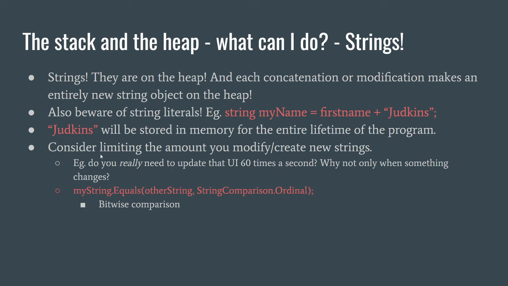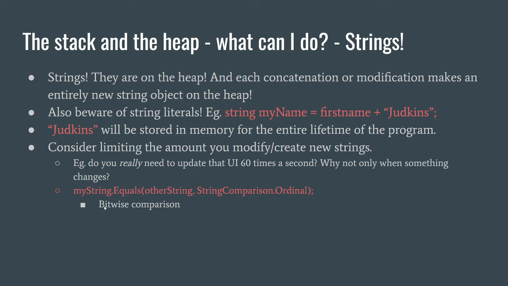So the takeaway from this is to limit the amount you modify and create new strings. For example, you could make a UI that updates 60 times a second and just hard sets the text even if it hasn't changed. But the problem with that is every time you do that, even though it's the same thing over and over again, you're making a new allocation on the heap. So that's really inefficient. Why not only update when something changes? Have an event system that says when something changes, then update the text, instead of doing it every frame. It might not seem like a big deal, but it makes a huge performance increase when you do stuff like this. And even if you don't refactor all your code, just taking these things into consideration when programming in the future really helps your programming game.